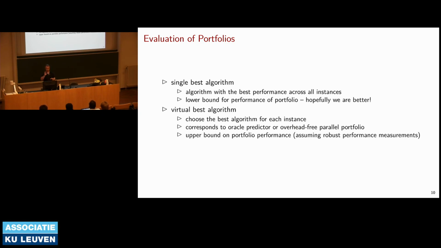literature. Following up on what I said previously, the virtual best algorithm also corresponds to the overhead-free parallel portfolio. So I'm assuming that I can simply run everything in parallel and that there's no overhead associated with that. Then when the best thing finishes first, I essentially forget that I ran everything and ignore the additional resources that I've put into this.